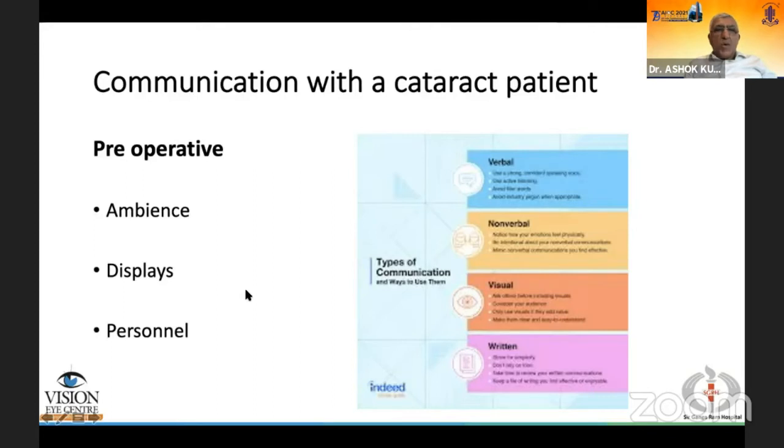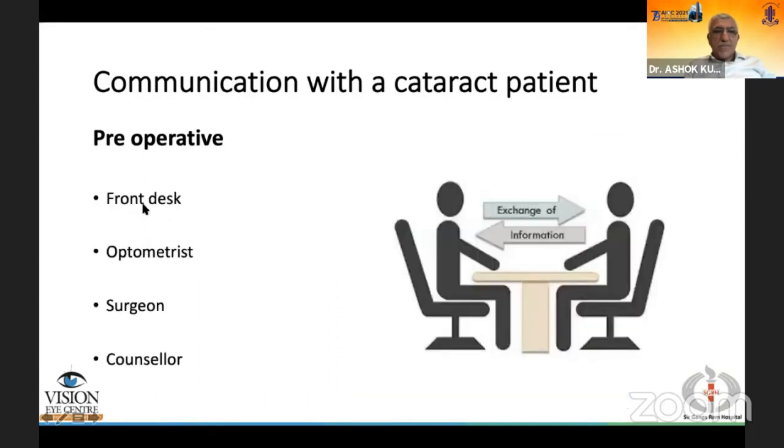The displays all around, which may talk about the surgical techniques available, the intraocular lenses available, and the choices in different kinds of situations, they may all be important in communication, besides, of course, what we as individuals deliver to the patient. So the communication is at the front desk, is by the optometrist who does the workup, the communication by the surgeon, and by the counselor that most of us have.